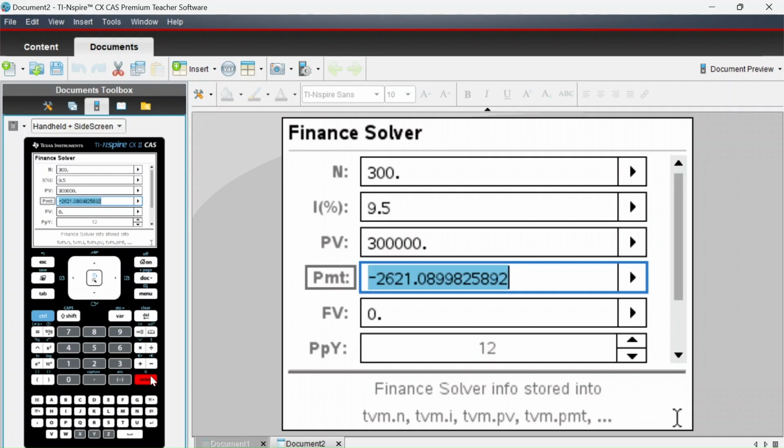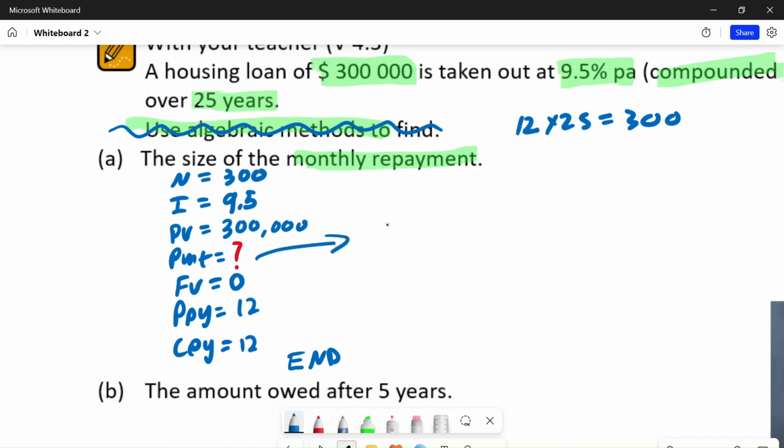Notice there's a negative. That's because that payment is going back into the bank each month, therefore it's a negative value. 2621 and 9 cents when we round that off. So $2621.09 is the answer to that one.